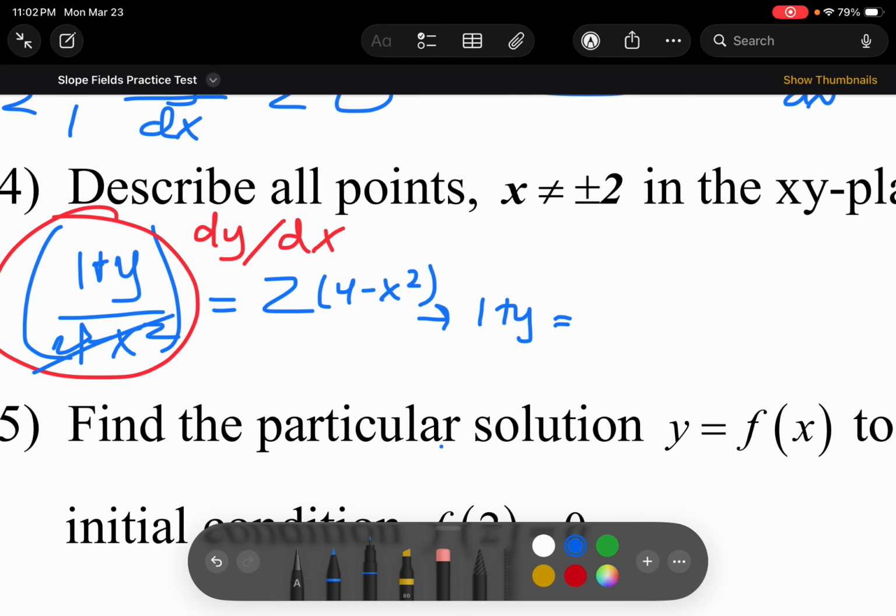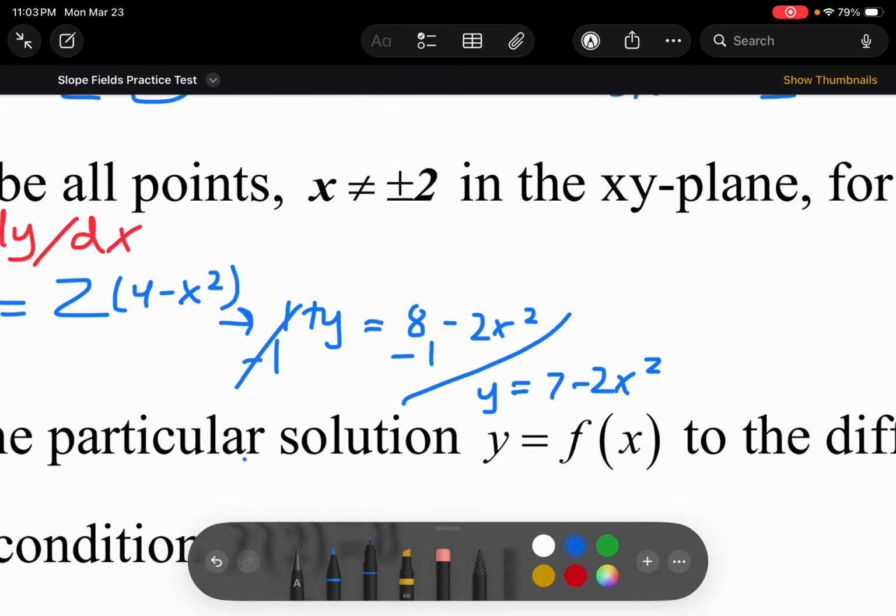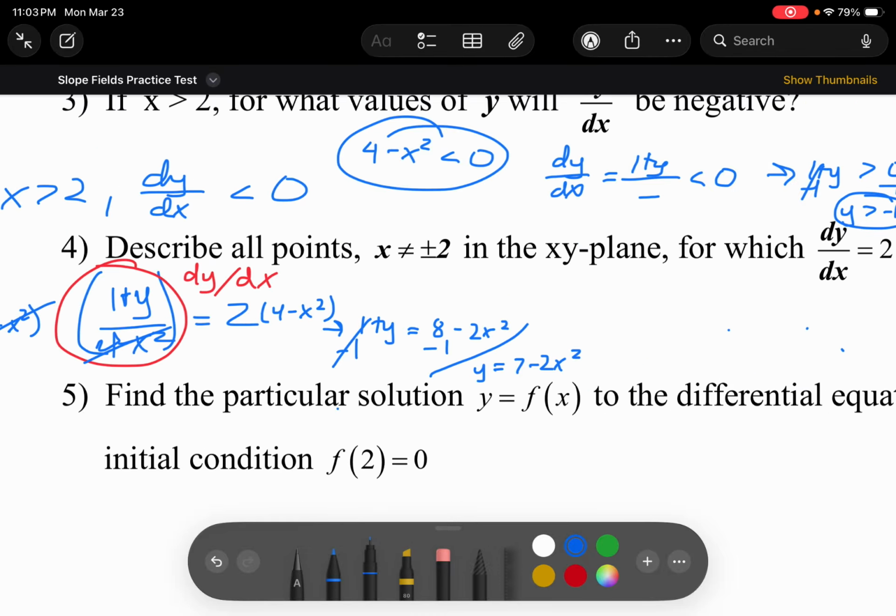1 plus y is 2 times 4, which is going to be 8 minus 2x squared. We're going to isolate that y. So we're going to subtract 1. So y is going to be 7 minus 2x squared. Then there you go.